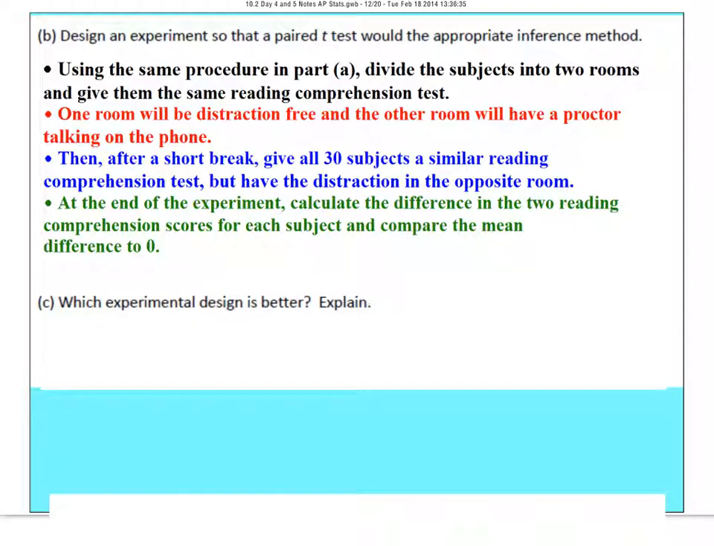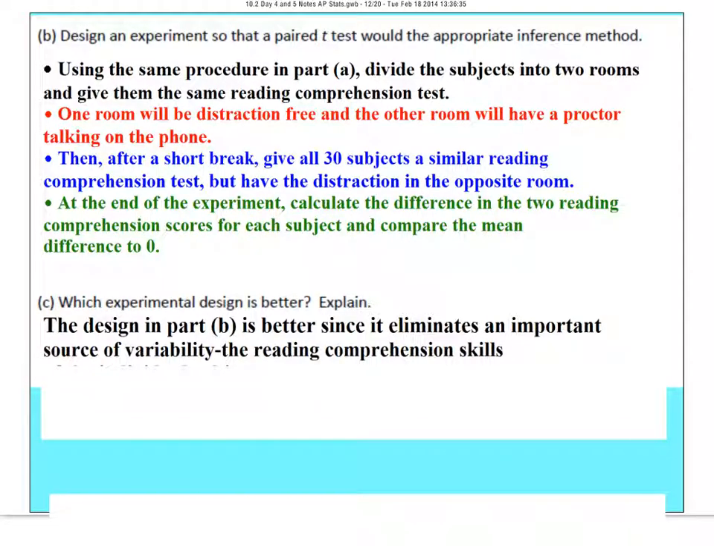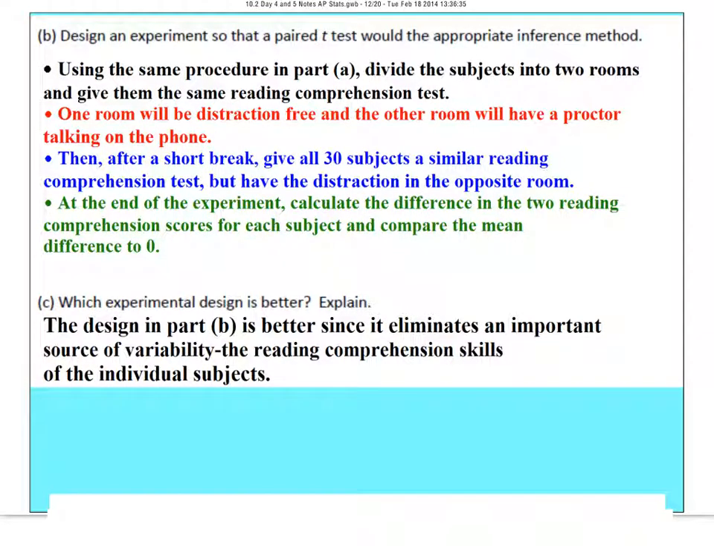Well, knowing those 2 methods, here's a question. Which experimental design is actually better for this and why? Well, it's probably going to be better to use the design in Part B. Use the matched pairs. Since it eliminates an important source of variability, one's reading comprehension of all the individual subjects. So to control for one's variability to learn, having the same subject do both treatments will actually take care of that, and it should not be impacted or be a confounding variable in your experiment.